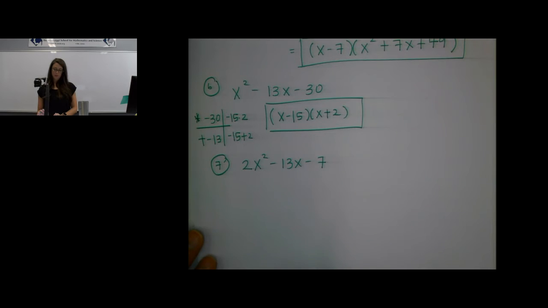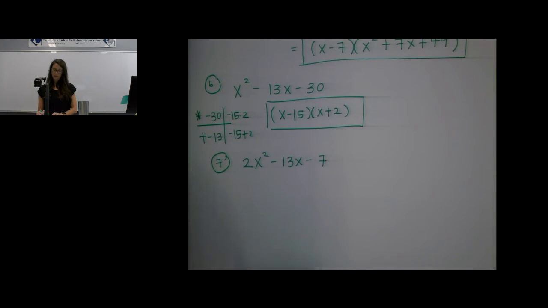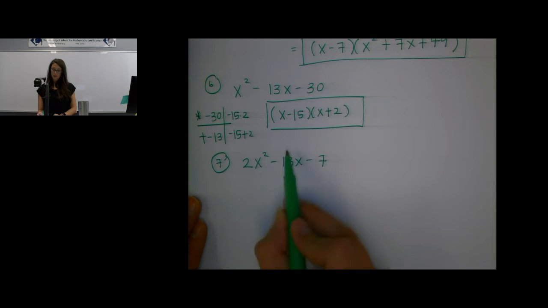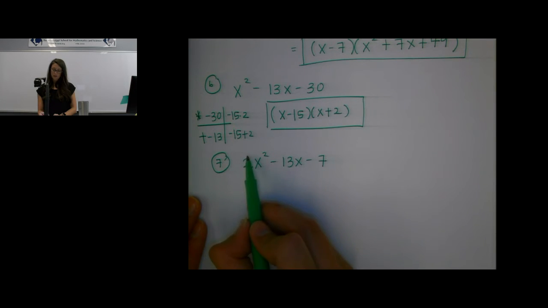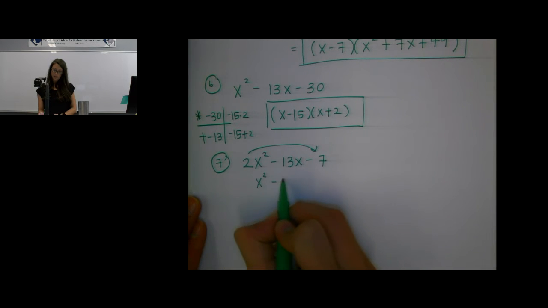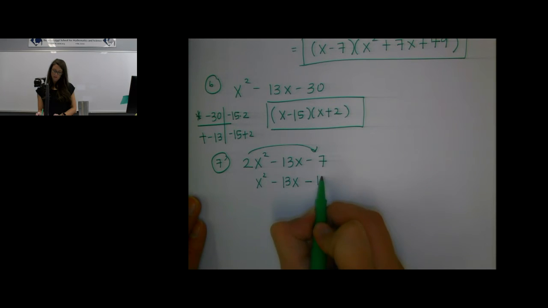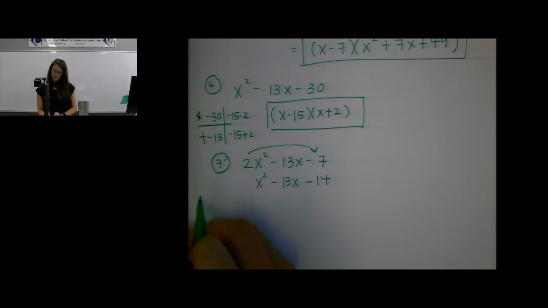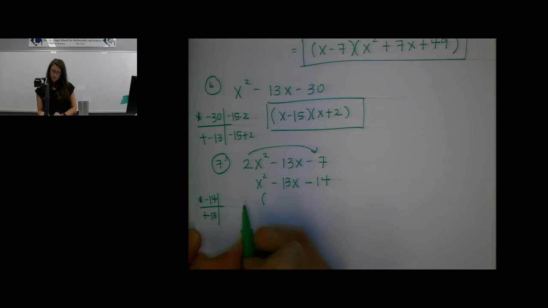Okay, what about this one? Is there a greatest common factor? No greatest common factor. I've got a trinomial, and I've got a number in front, so I do need to multiply. So this is going to be x squared minus 13x minus 2 times 7, which is 14. So now I've got to ask myself what multiplies together to give me negative 14 and adds together to give me negative 13. Okay, which is what? Negative 14 times 1.